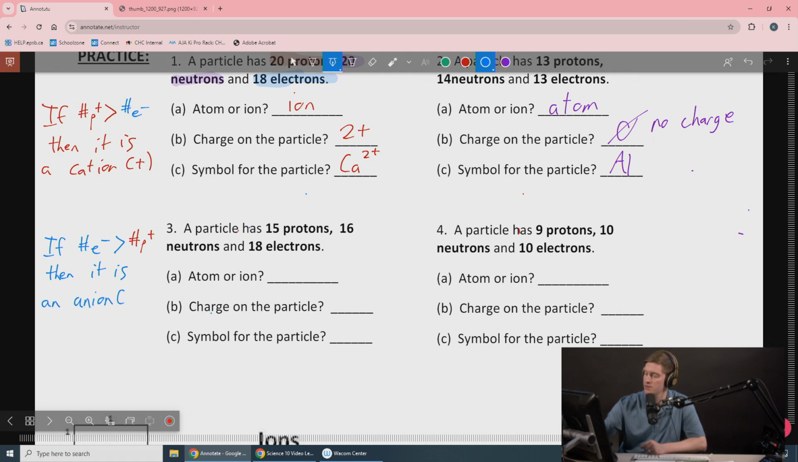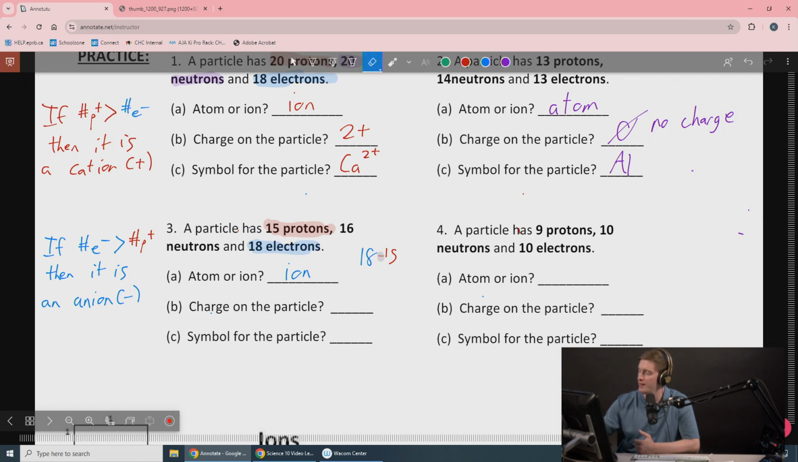Remember, anions are negatively charged because the word anion sounds like onion, and onions make me cry. This is an anion because I have 18 electrons and 15 protons. I have more electrons than protons, so this is an ion. The charge on this particle, I can subtract the number of protons I have.